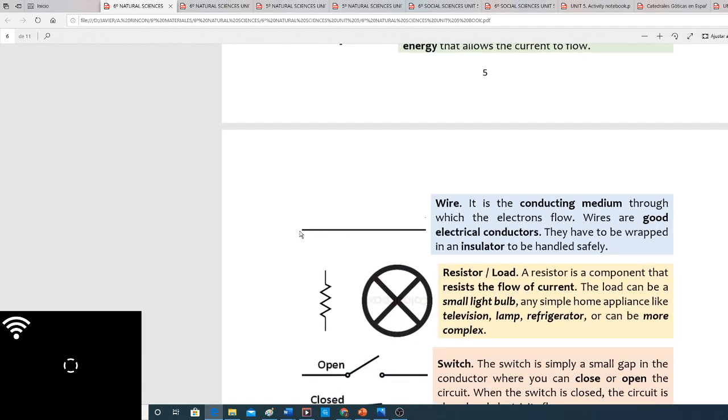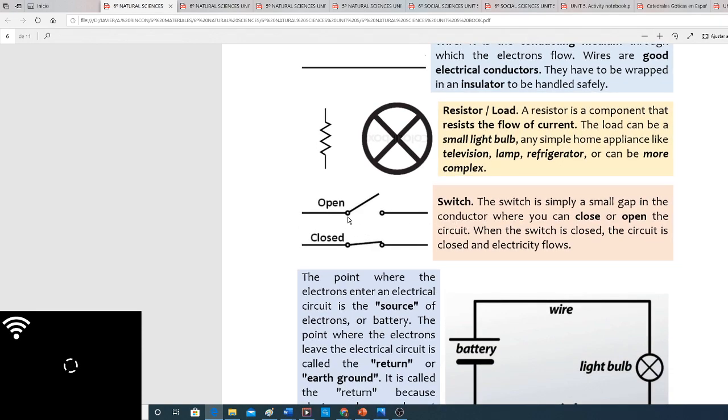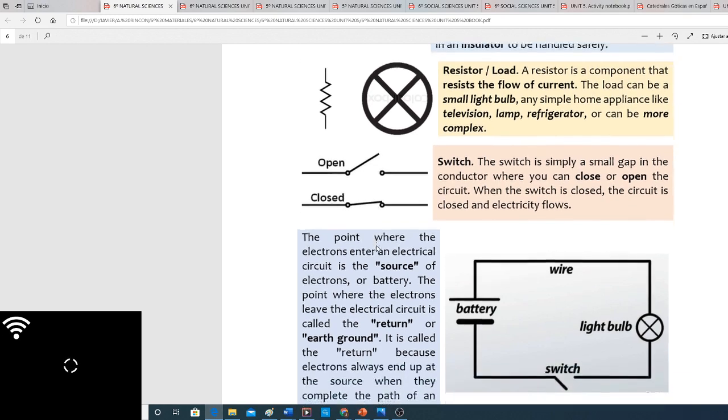And this is the wire. Just a line. But remember, when you are drawing a circuit, you need to put the circuit in right angles, when it's needed. This is the resistor or the load. Could be a light bulb, a lamp, a refrigerator. This is the symbol, or this, or this W that was upside down. Now, this is the switch. This is open, no electricity. This is closed. Good.